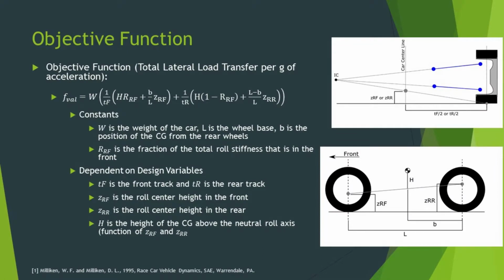So the objective function that I looked at when optimizing the front view suspension geometry for both the front and the rear suspensions was looking at the total lateral load transfer per G of acceleration. So when the car is cornering, how much force is transferred to the exterior wheels. This equation here is taken from race car vehicle dynamics and is the total load transfer. And each of these variables is dependent on the front view design variables, which I'll talk about in a moment.